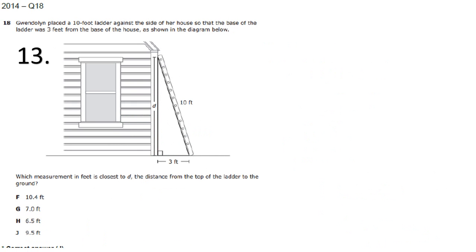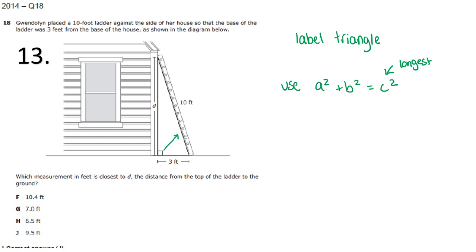Next question. We have a ladder leaning against the side of a house. So the first thing we want to do is label our triangle. Since we have 2 sides given and we want to find the third side, we're going to use a squared plus b squared equals c squared. So our c has to be our longest side. And our longest side here is across from the 90-degree angle, which is also the slanted side of the triangle. And that is our c.